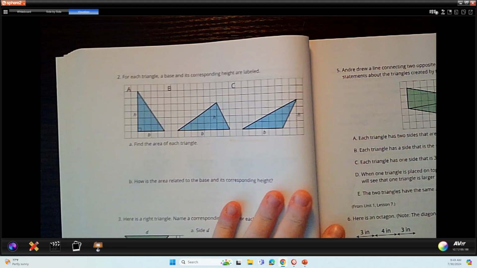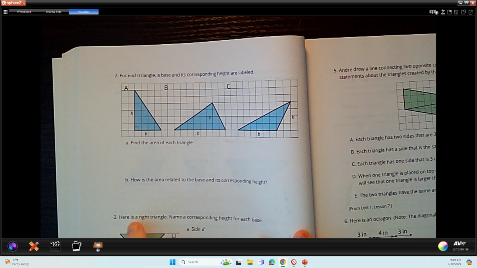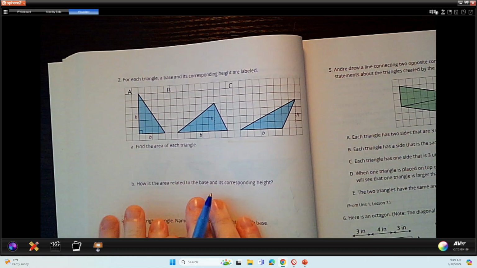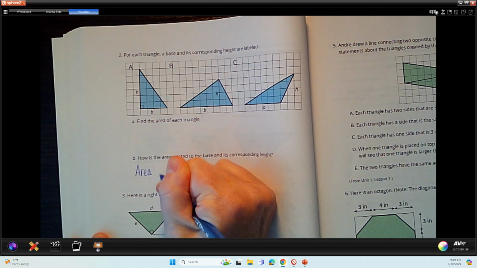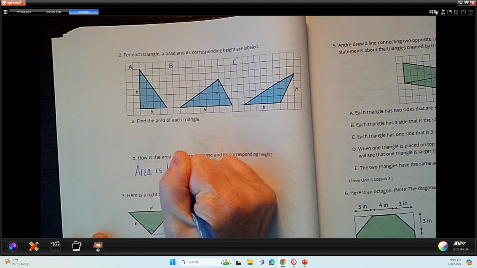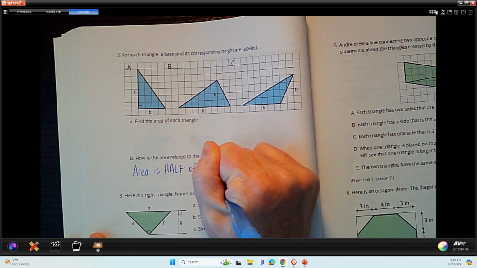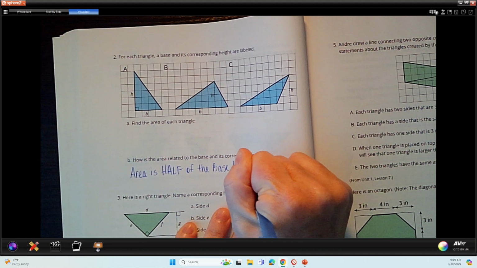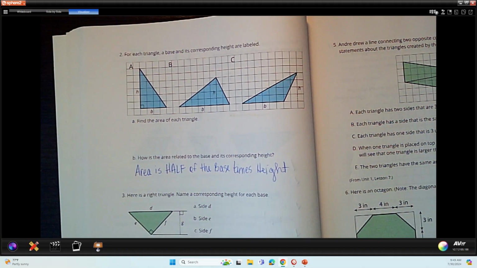All right, so let's see if we can find the area. It says for each triangle, a base and its corresponding height are labeled. Okay, so we're going to find the area of each. How is the area related to the base and its corresponding height? Well, we already know the answer to this. The area will always be half of the base times height.